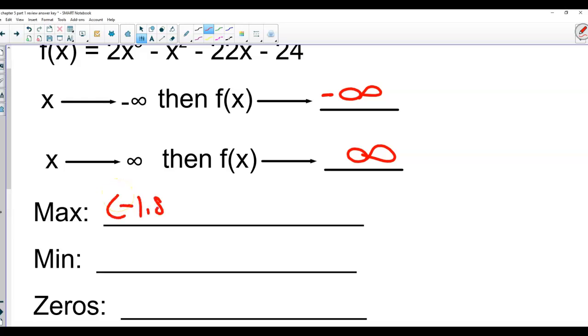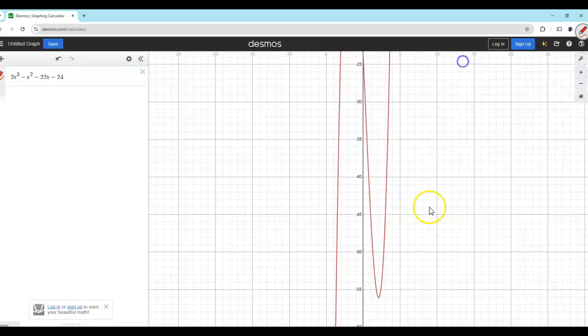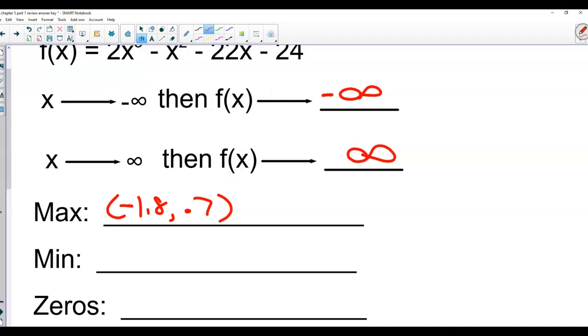Negative 1.8 and 0.7 is my max. My minimum is when the graph turns back upwards. So I come down here, and I click on that, and we get 2.1, negative 56.1. So that's my minimum. 2.1, negative 56.1.